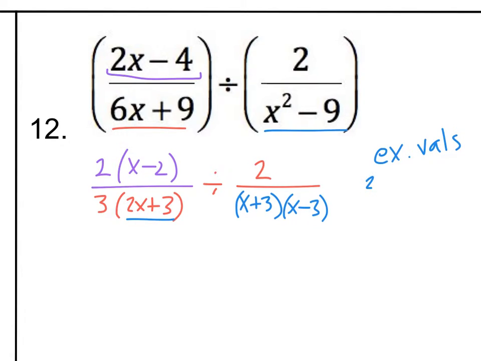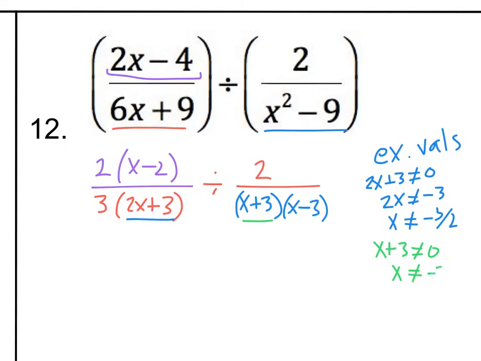2x plus 3 cannot be 0. That means that negative 3 cannot be 2x. And that x cannot be negative 3 over 2. Next up, we've got x plus 3 cannot be 0, which means that x cannot be negative 3. And then finally, we've got x minus 3 cannot be 0, and x cannot be positive 3.